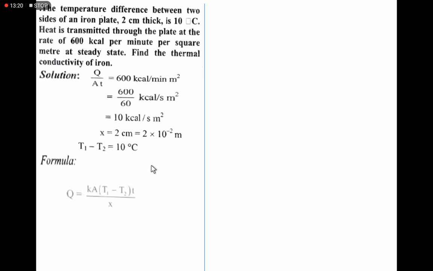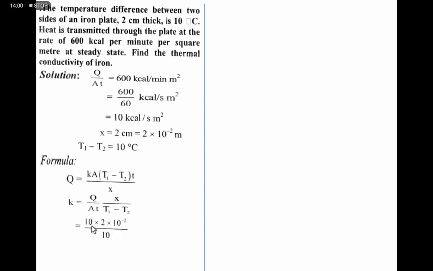Formula, as I said, for the coefficient of thermal conductivity: Q is equal to K A into bracket T1 minus T2 into t, divided by x. Now this equation is arranged for the constant K. K is the coefficient of thermal conductivity. So this becomes K is equal to Q by A t into x divided by T1 minus T2. This is the temperature gradient. Now we'll use the values.